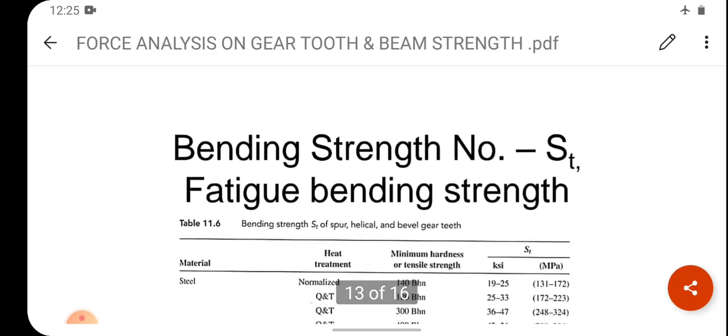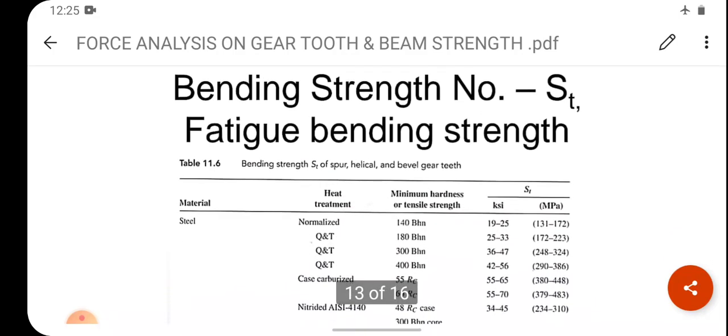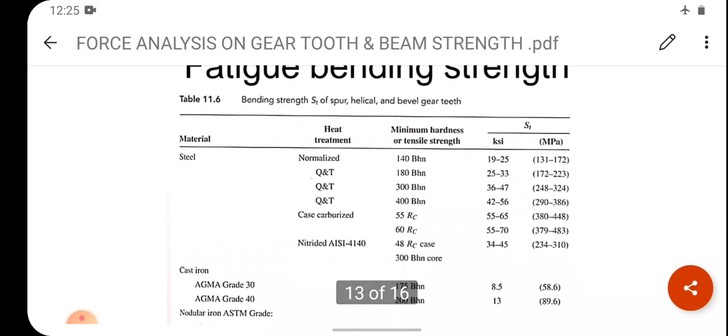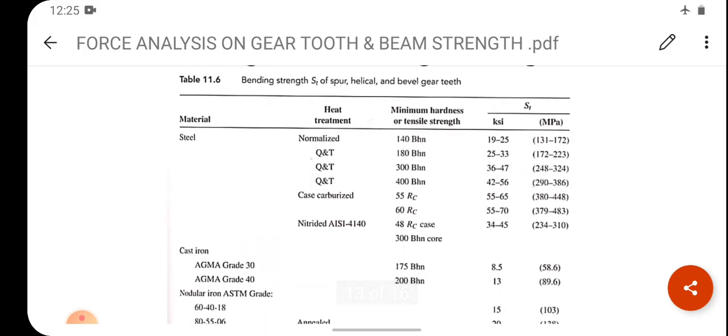So I will explain the remaining term, that is bending strength number, that is ST, which is already shown in the above equations as per AGMA. So fatigue bending strength is given by the formula. Here bending stress ST of spur, helical and bevel gear teeth is given as, it will depend on material, heat treatment, and you can find minimum hardness or tensile strength.